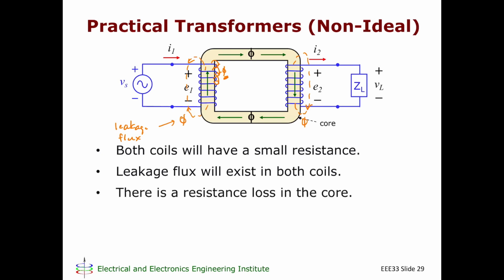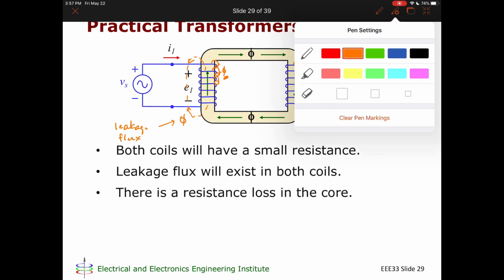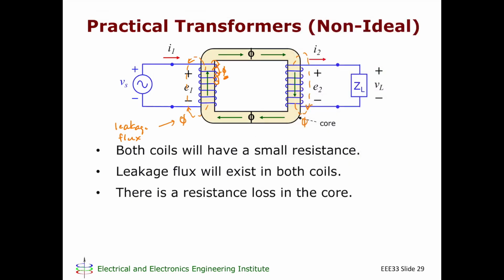There is resistance loss in the core. If you touch the core of a transformer, even if there is no load connected, you're going to find that it is probably going to be warm or even hot. If it is a poor core material, it's even going to be hot. So there are losses. There are watt losses around the core, and that can be modeled by a resistance loss.